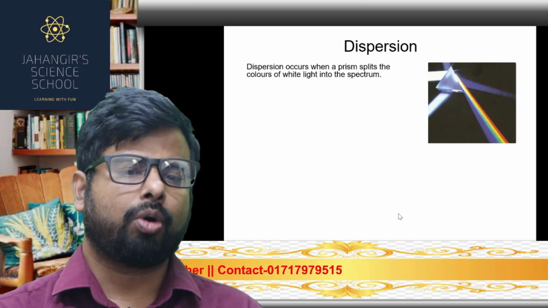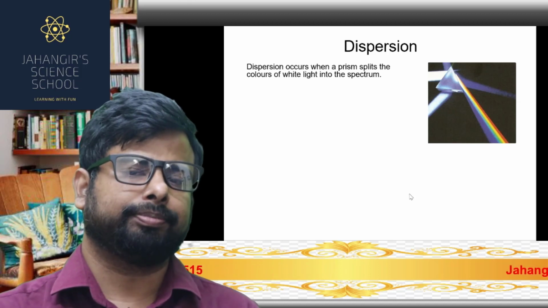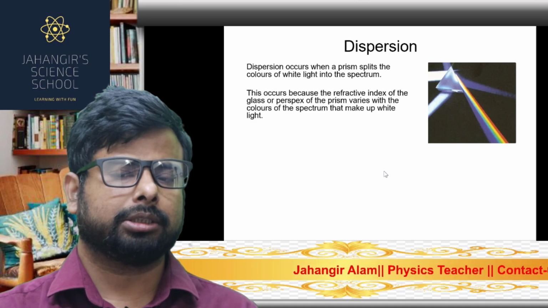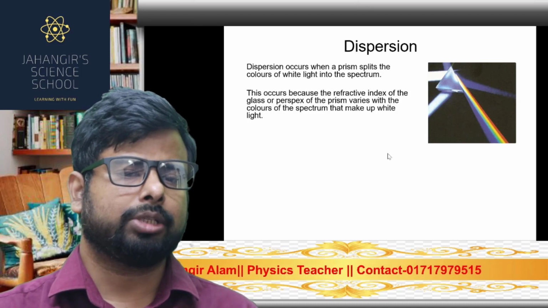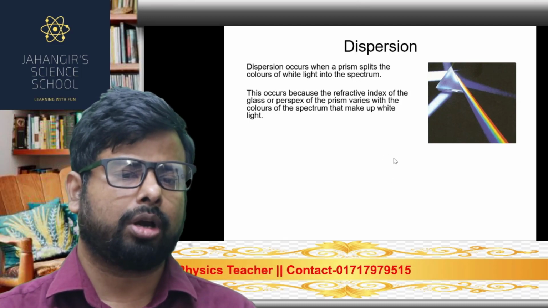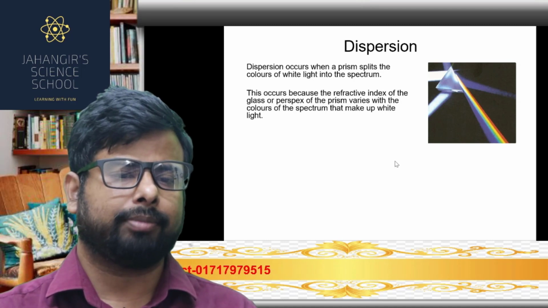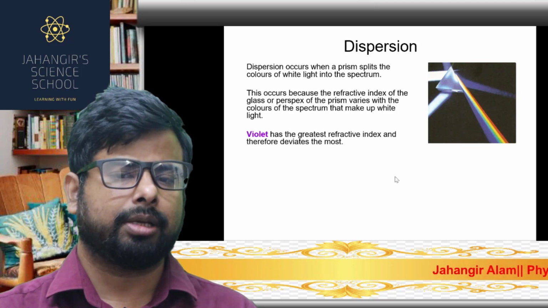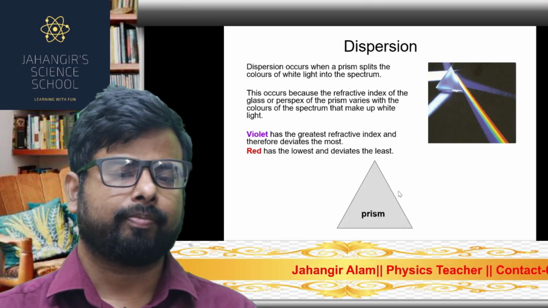Dispersion. Dispersion occurs when a prism splits white light into the spectrum of colors. When white light passes through a prism, different colored light refracts differently. That's why dispersion occurs. This occurs because the refractive index of the glass or perspex of the prism varies with the color of the spectrum that makes up the white light. Violet has the greatest refractive index and therefore deviates the most. Red has the lowest and deviates the least.